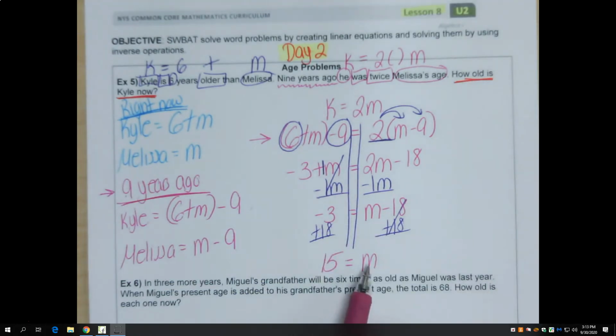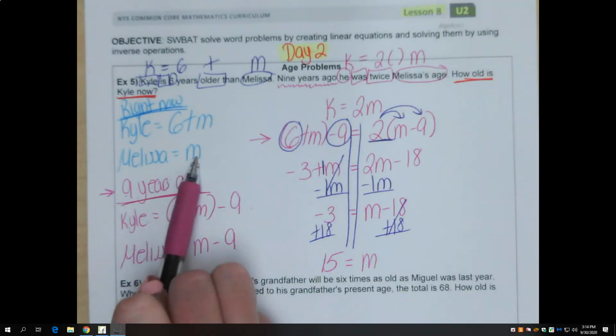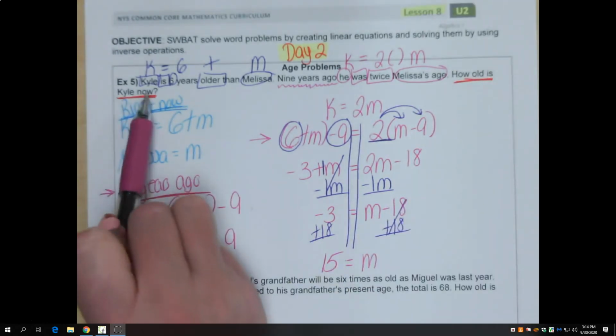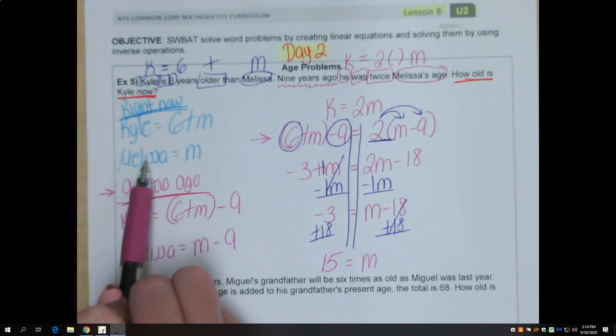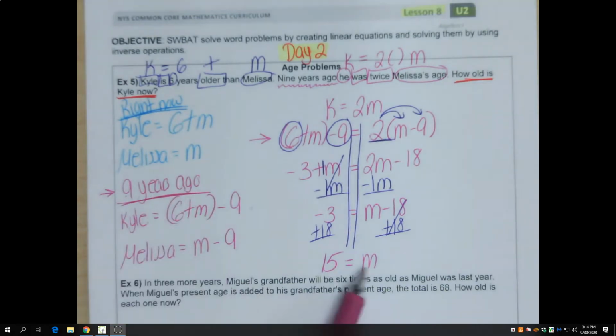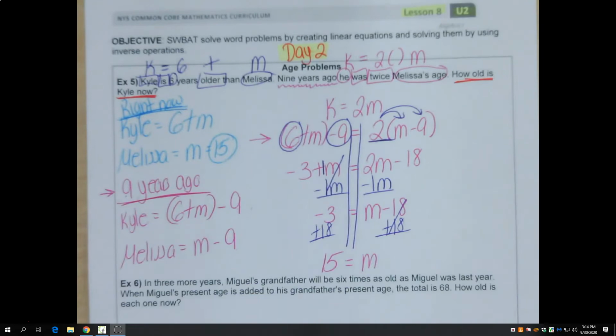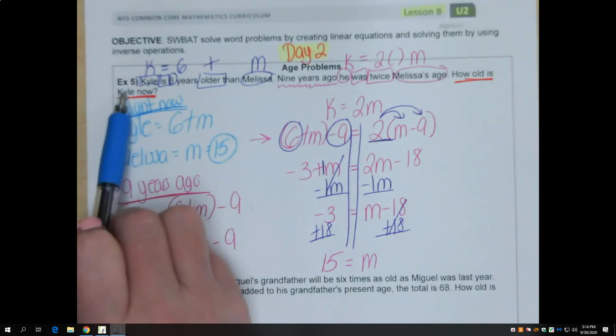All right, so it looks like m equals 15, but I have to be really careful to reread the question and make sure that's what the question was asking for. I know that m represents Melissa, but the question says how old is Kyle right now? Well, I know that Melissa is 15 right now because m is represented by that number 15. So m equals 15 for Melissa, but the question asks how old is Kyle?